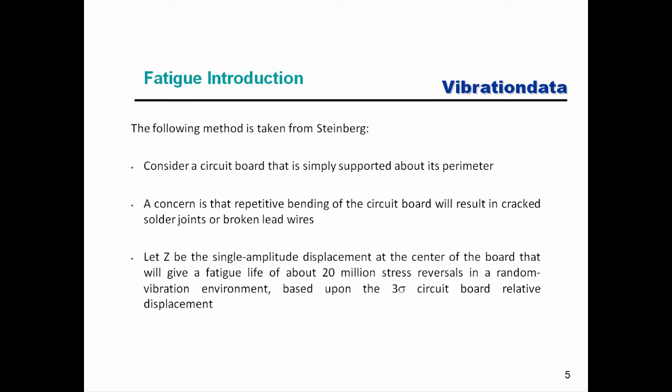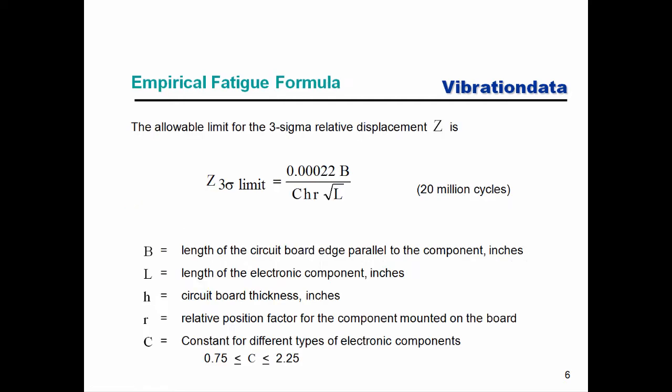Mentioned that before. So let uppercase Z be the single amplitude displacement at the center of the board that will give a fatigue life of about 20 million stress reversal cycles in a random vibration environment, based upon the 3 sigma circuit board relative displacement, again as measured at the center of the board. So that's the not-to-exceed threshold that we need to calculate for the piece part of interest as mounted on the corresponding circuit board.